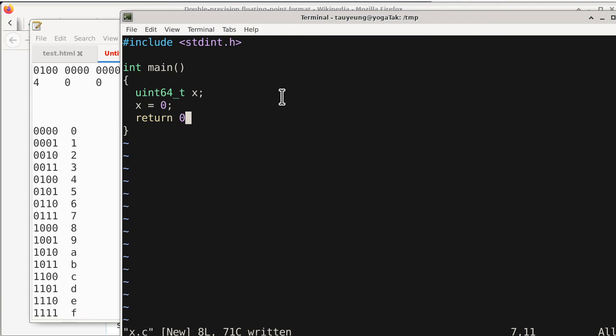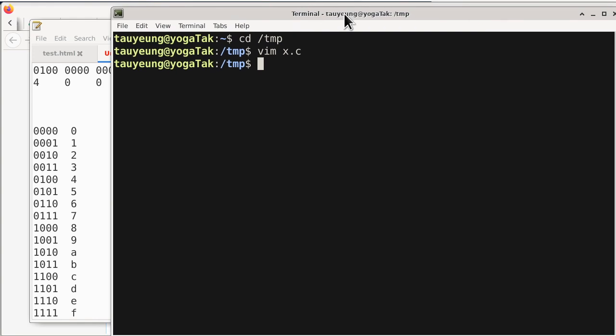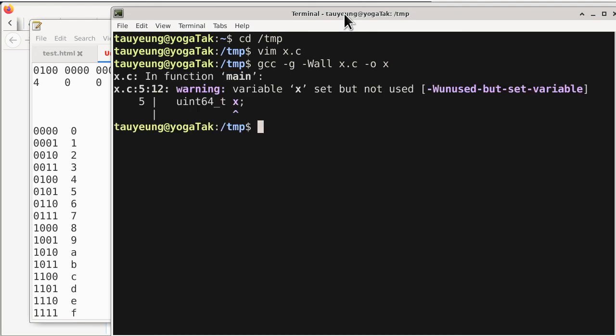If you have not used GDB or the debugger that is built into CodeBlocks, you probably want to consider using that in your other classes. So we run the compiler by hand: gcc -g, which means to include all the debug information, -Wall for warn all, I'm just asking the compiler to complain about everything that it finds questionable, and then x.c is the name of the program, -o to specify the executable as the output. I'll just call it x. And it complains about that, which is appropriate.